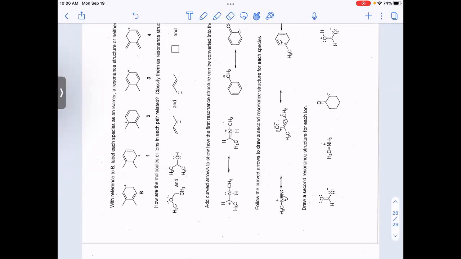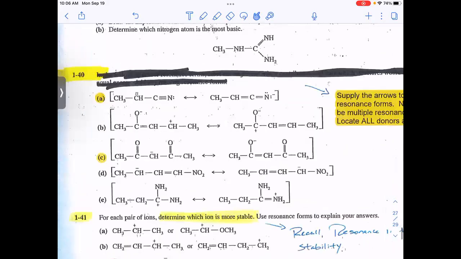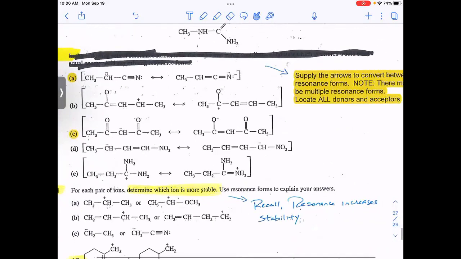All right, let's go to here. We're going to work 2 examples out of here. All this is asking is to supply the arrows. So before you can supply arrows, what do you need to identify? The acceptor and the donor. Donor and acceptor, thank you. You cannot do resonance without a donor and an acceptor adjacent to one another.